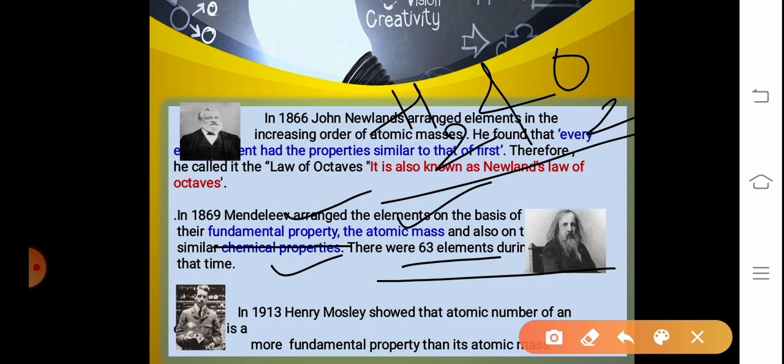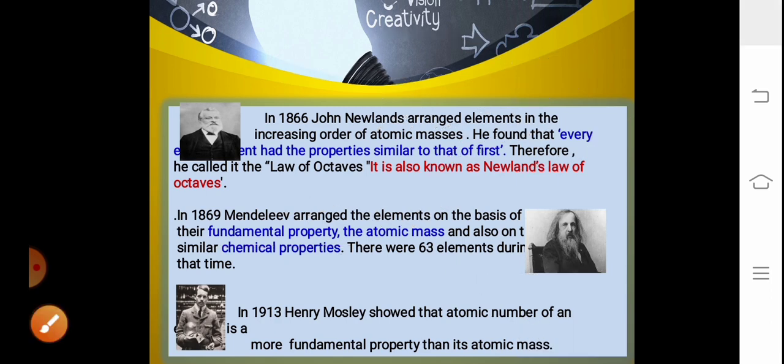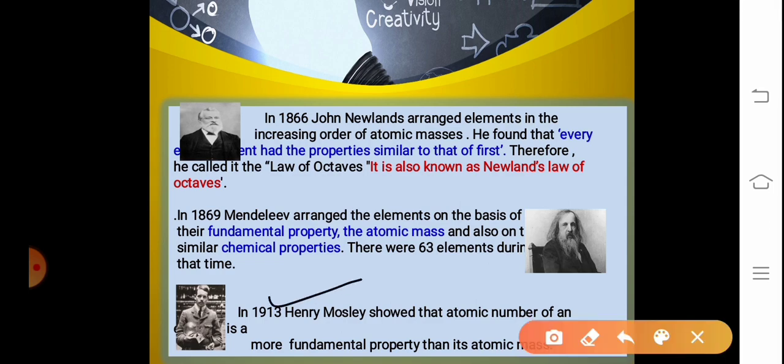He reacted the element with hydrogen as well as oxygen. As a result, he got a chemical compound. On the basis of that, he also formed the chemical equations. Okay, so based on this, Mendeleev arranged the elements in the periodic table. There were some limitations in Mendeleev's periodic table by this time. That was corrected by a person called Henry Moseley in 1913. Henry Moseley is a person.